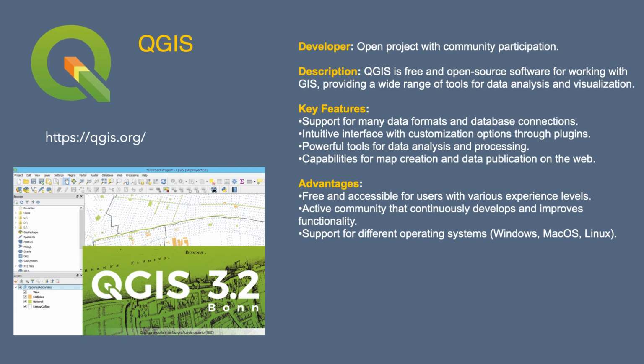QGIS. QGIS is a powerful open source software for working with geographic information systems. It's developed with the help of a large community of developers who constantly work to improve the software. Every year there is a QGIS user conference in different countries and cities where new features and achievements are discussed. After each conference, a new version of QGIS is released, named after the city where the conference took place.